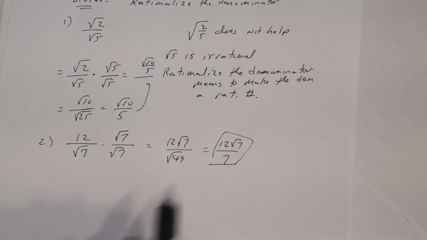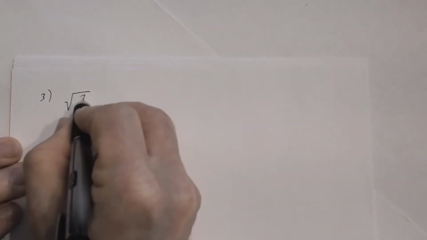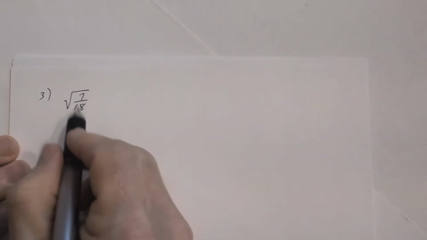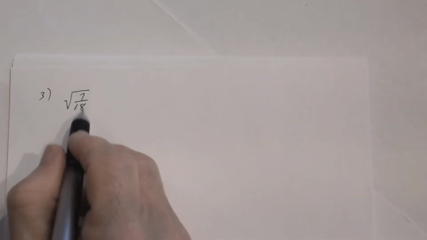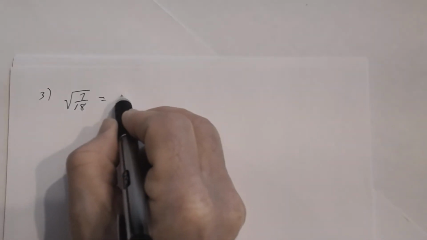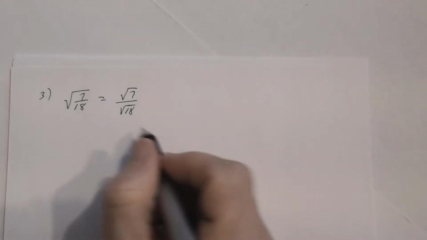Okay? All right, so let's look at number 3. So number 3, we have the square root of 7 divided by 18. Now I know that leaving it as 7 divided by the square root of 18 is not going to help me, because 7 and 18, the only common factor is 1. So I'm going to use the quotient rule. I'm going to write this as the square root of 7 divided by the square root of 18. That's the first step.